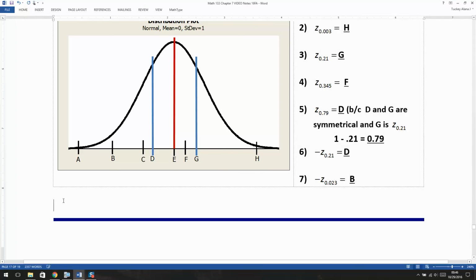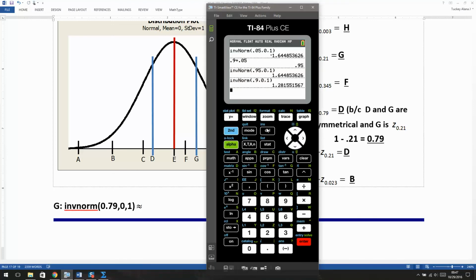So we're going to find letter D, which is inverse norm, letter G, which is inverse norm 0.79, comma 0, comma 1. All right, let me grab the calculator. Inverse norm 0.79, 0, and 1. This should come out to the right side of 0, and it does.